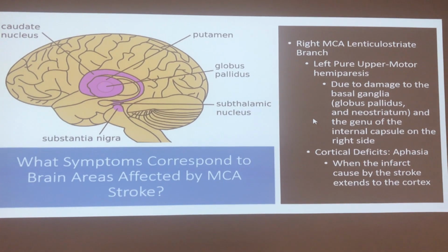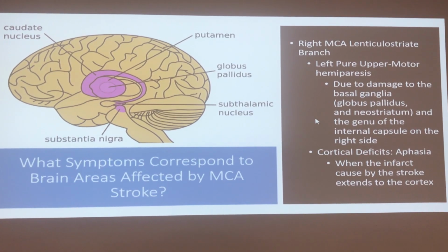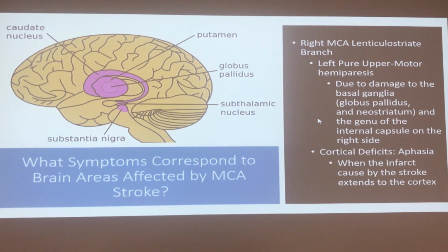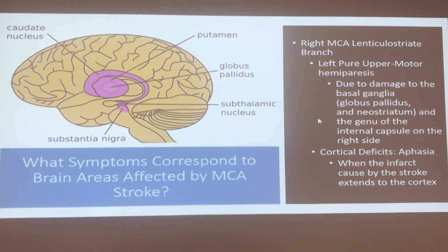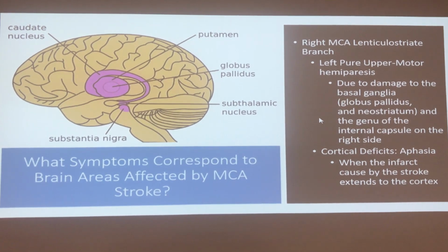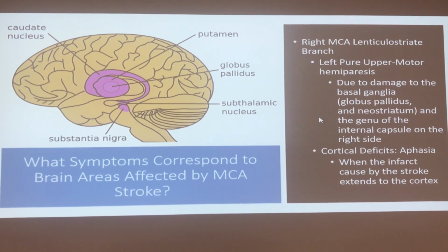As for the right MCA lenticulostriate branch, there may be left pure upper motor hemiparesis due to damage to the basal ganglia and the genu of the internal capsule on the right side, as well, again, as cortical deficits such as aphasia.